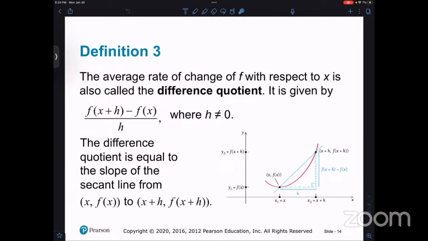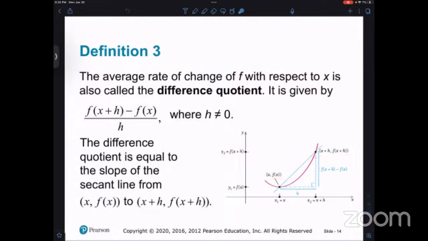That's what h is. So we have our original x, and this x2 is generated by adding some change to the original x. Then we find the corresponding y, okay? So now we have this x and y, the original, you can call it P. And now we have our second point Q, which is all based on adding some change to x, okay?